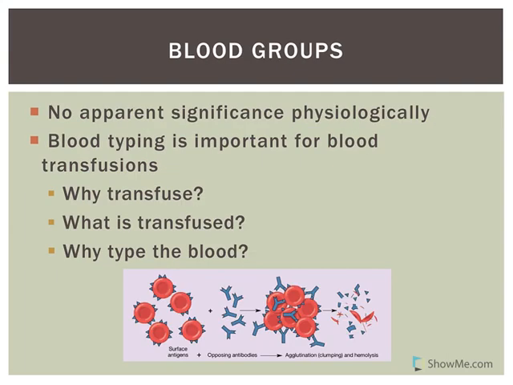The first question, though, is what's the significance of blood groups, blood types? Well, apparently there isn't any apparent significance physiologically. Where it becomes important is when someone needs a blood transfusion. So understanding blood typing is important when a person needs a blood transfusion.